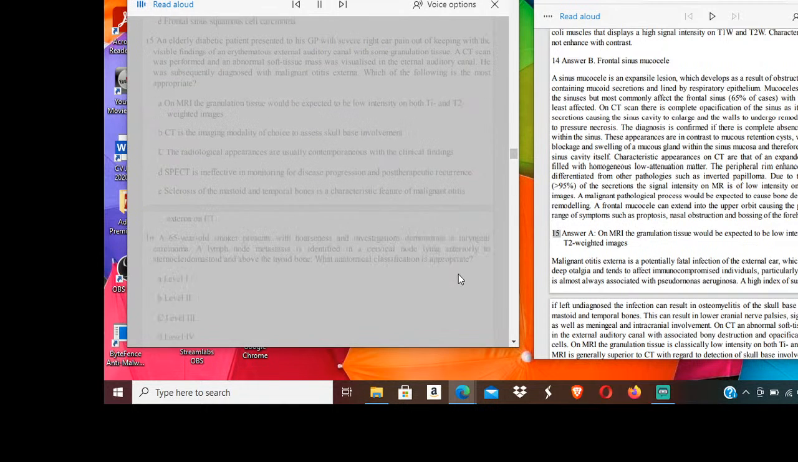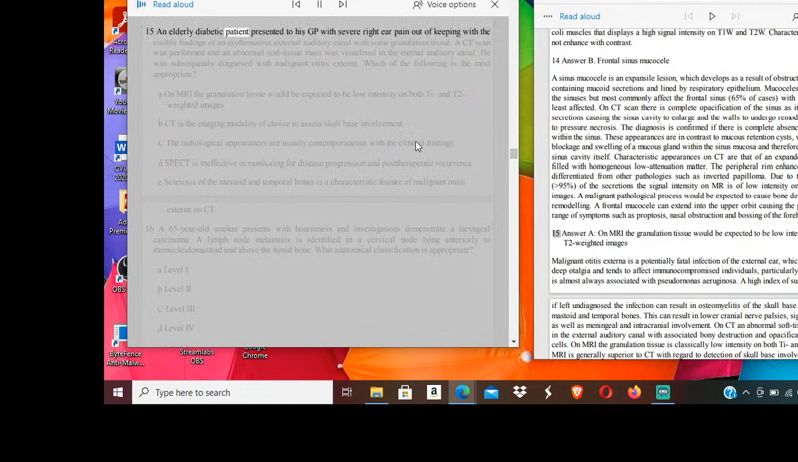15. An elderly diabetic patient presented to his GP with severe right ear pain out of keeping with the visible findings of an erythematous external auditory canal with some granulation tissue. A CT scan was performed and an abnormal soft tissue mass was visualized in the external auditory canal. He was subsequently diagnosed with malignant otitis externa.